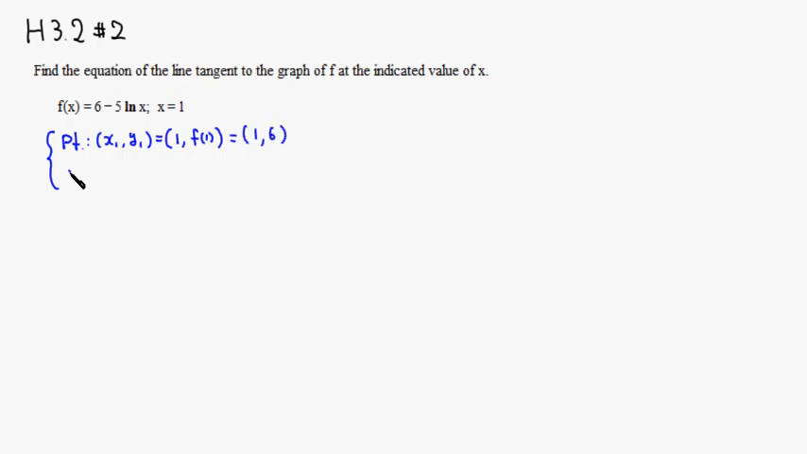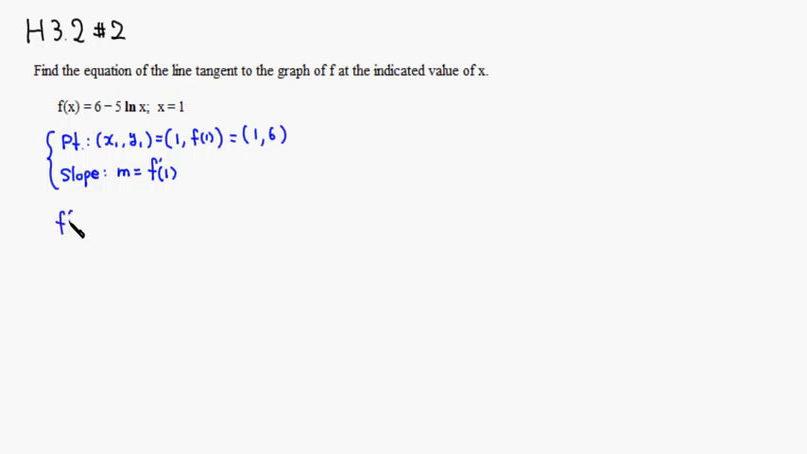The other piece of information we need is the slope, which I'm going to call m. Slope can be found by looking at the derivative and plugging in the x value, which is 1. So let's take the derivative first.